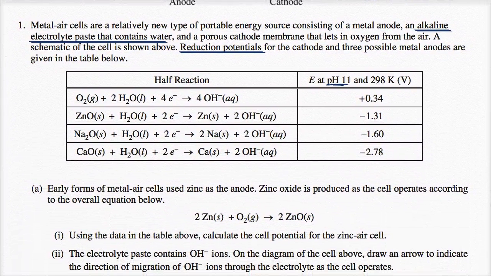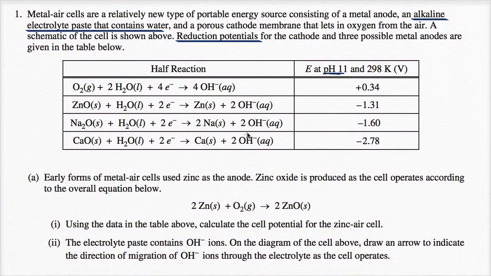All right, so let's read the questions now that we have a decent understanding of what's going on. Early forms of metal air cells used zinc as the anode. Well, as the example we just thought about. Zinc oxide is produced as the cell operates according to the overall equation below. For every 2 molecules of zinc and 1 molecule of molecular oxygen, you produce 2 molecules of zinc oxide. Use the data in the table above. Calculate the cell potential for the zinc air cell.